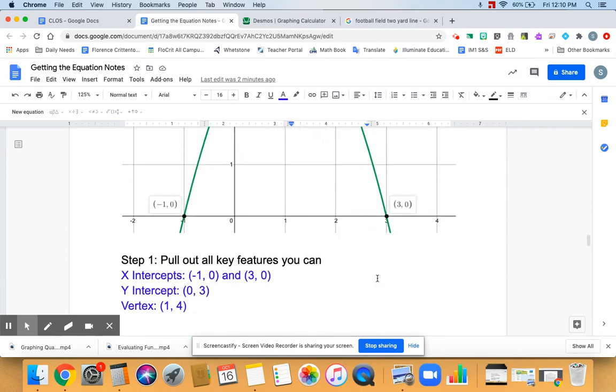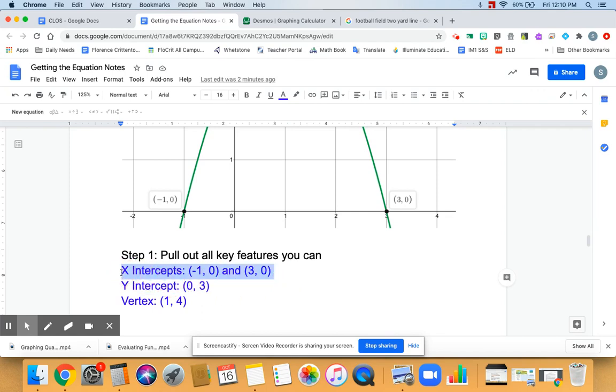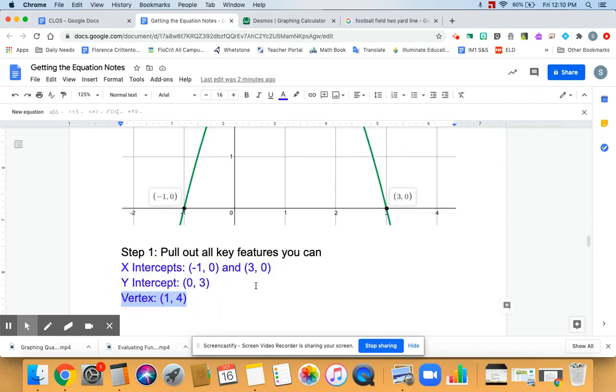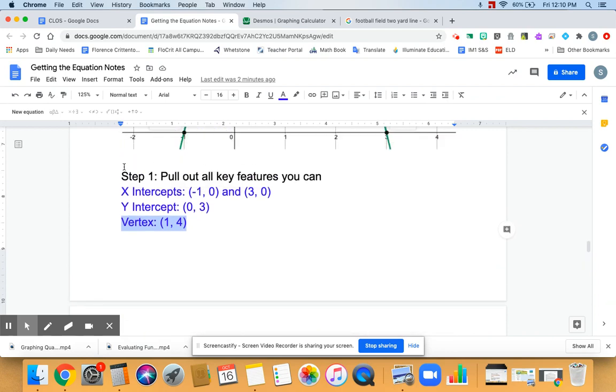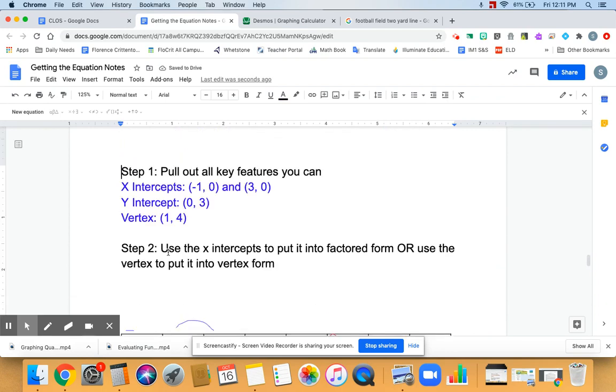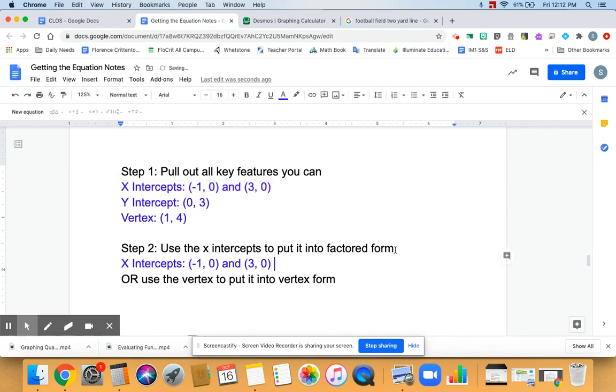So, for example, for this graph, I know both the x-intercepts and the vertex. So I could do it both ways. Why don't I do it both ways? So to do this step 2, I'm going to either use the x-intercepts to put it into factored form, or use the vertex to put it into vertex form. Well, I have both the x-intercepts and the vertex, so I could pick either way. It doesn't matter which way I do it. So let's say I want to use the x-intercepts to put it into factored form. Let's talk about how to do it this way.